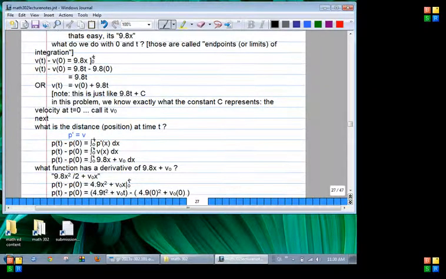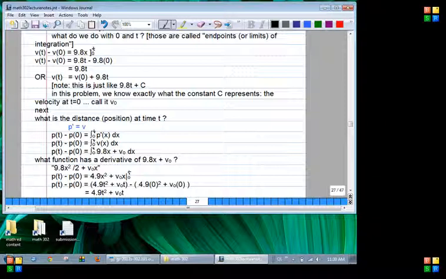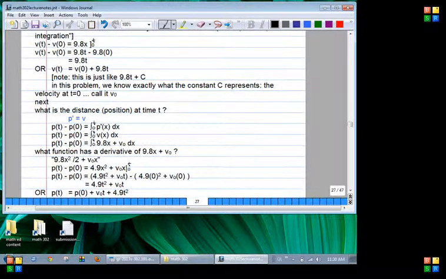So you plug that in, and you get that minus that. You work that all out, and you get this: 4.9 t squared plus v0 t. The rest just goes to 0. But now we can actually solve for the position function. P of t equals this. So once again, we got a constant popping up, but that constant actually means something. What does the constant mean in this case? It's the distance or the position when time equals 0. Or in physics, what you would call your initial position.